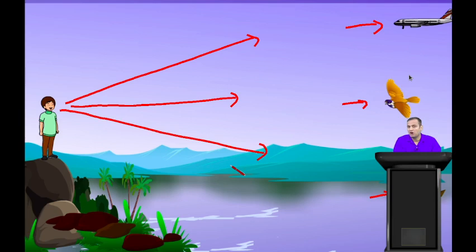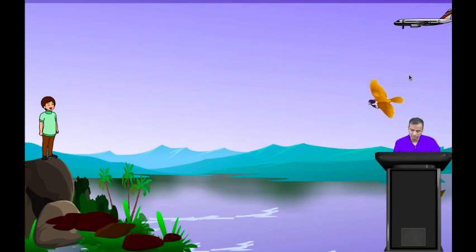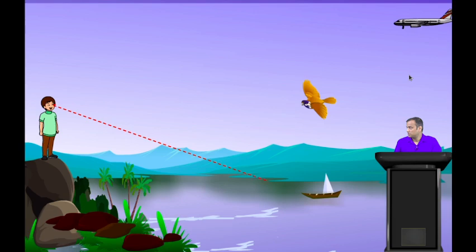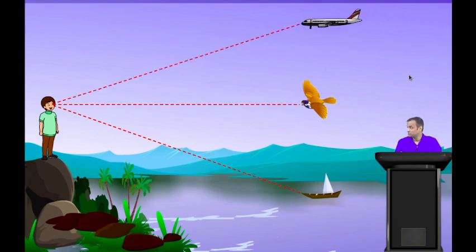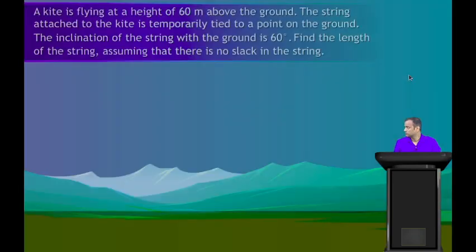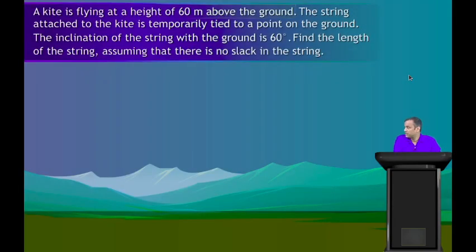Now how will we use the trigonometry here? Let's see. A bird is flying, so he can see the bird directly, but to see the ship, he should look downward. So it is called height and distance. We can find heights and distances using trigonometric ratios.